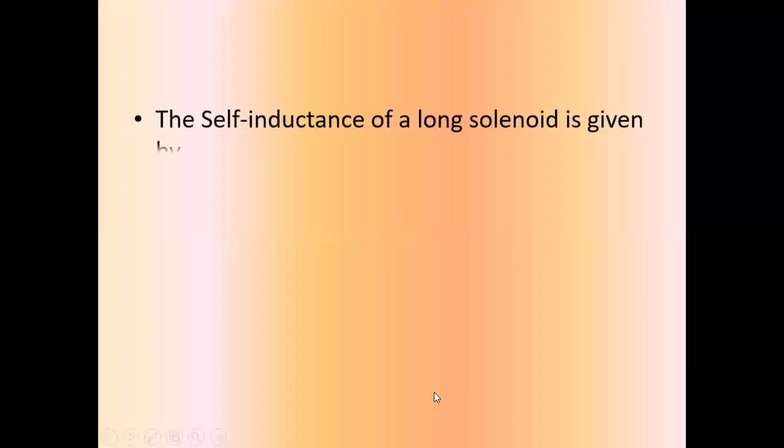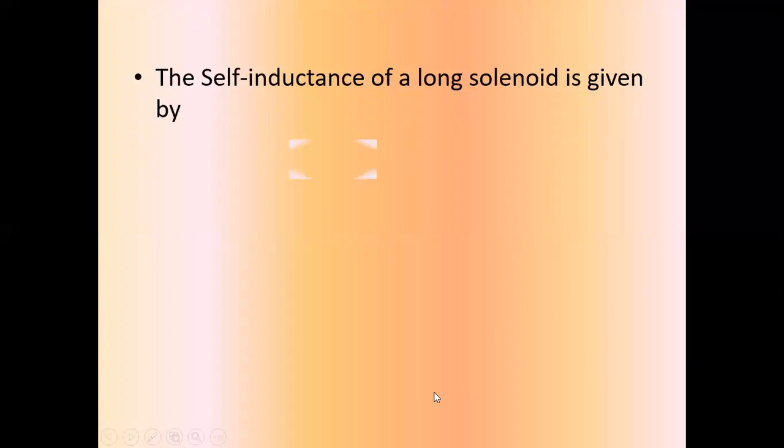Now the self-inductance of the solenoid is given by L is equal to mu 0 n square Al. This we have already derived. So L is equal to mu 0 n square Al. This I am taking as equation number 9.